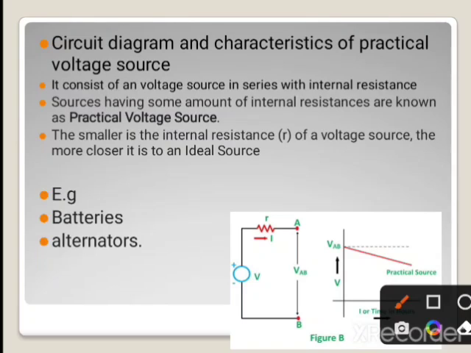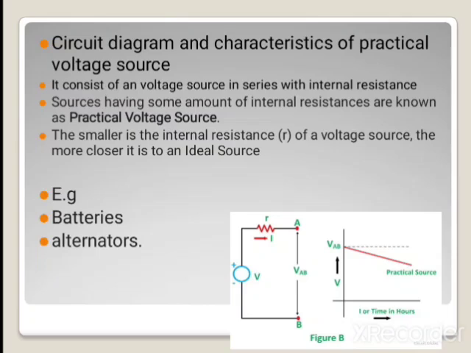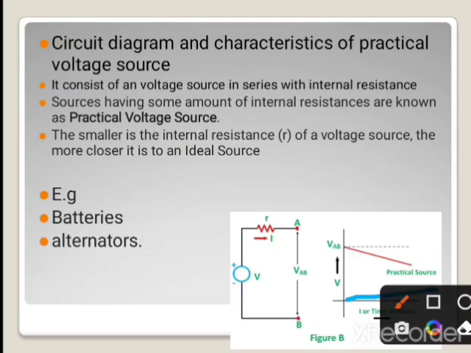Now this circuit consists of the voltage source in series with internal resistance. Okay, this is the series connection. So a source having some amount of internal resistance is known as a practical voltage source. A practical voltage source has some internal resistance value, that's why this graph is decreasing with the increase of time. Okay, the voltage is slightly decreasing compared to the ideal line.